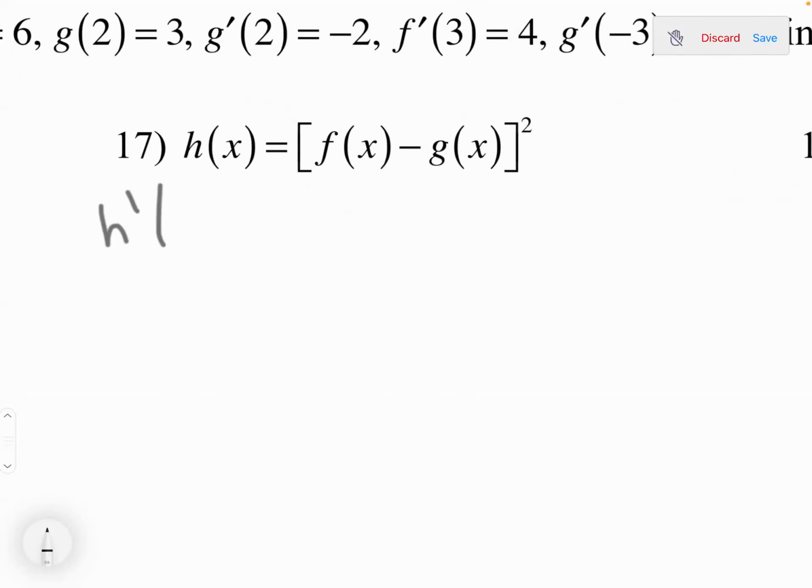Number 17, we got another derivative. Power rule here, 2 times whatever the inside is.